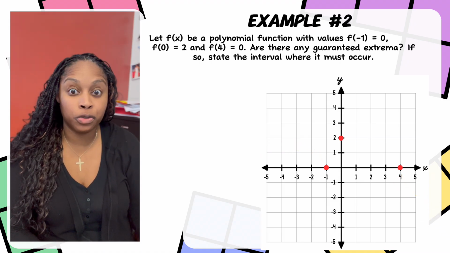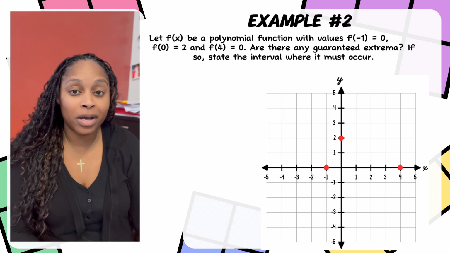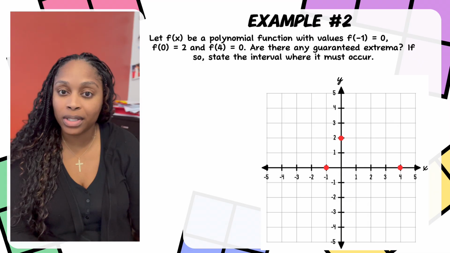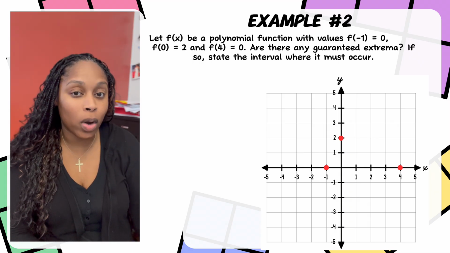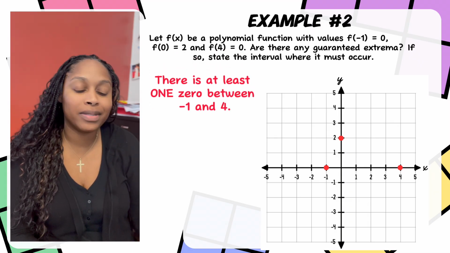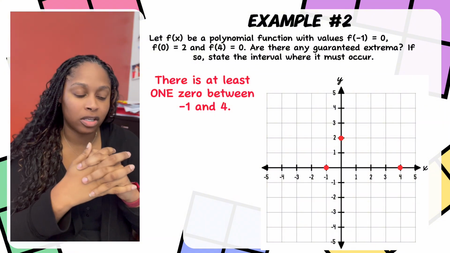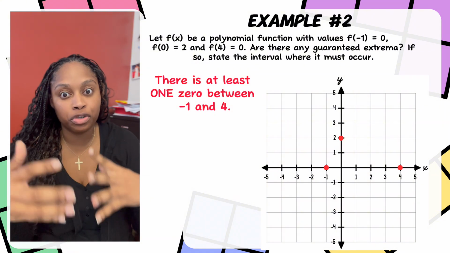So I see that I have 2 consecutive zeros, which means there must be at least 1 maximum or minimum between these 2 points. So our answer is there is at least 1 guaranteed extrema, and it must happen between -1 and 4.